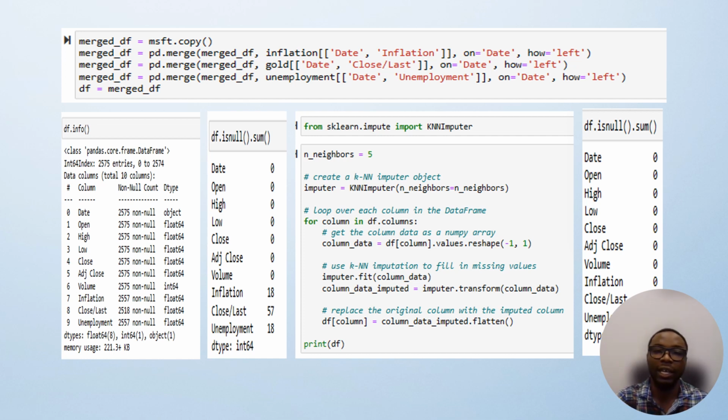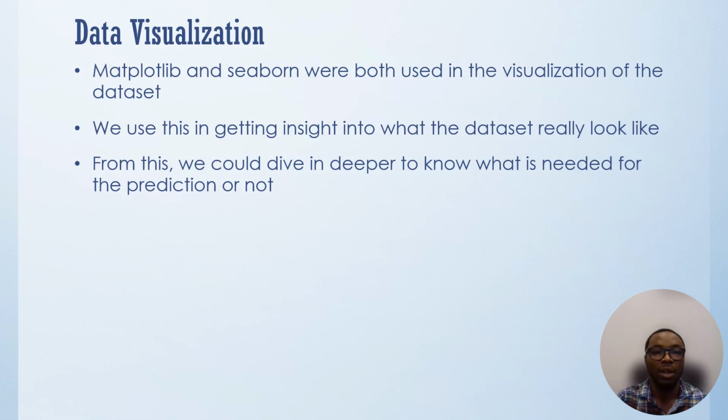So using the KNN imputer, we filled the null values, and whenever we finished filling it, everything came out clean. There are different visuals we do in the project. Some of these visuals were made with Matplotlib and Seaborn.